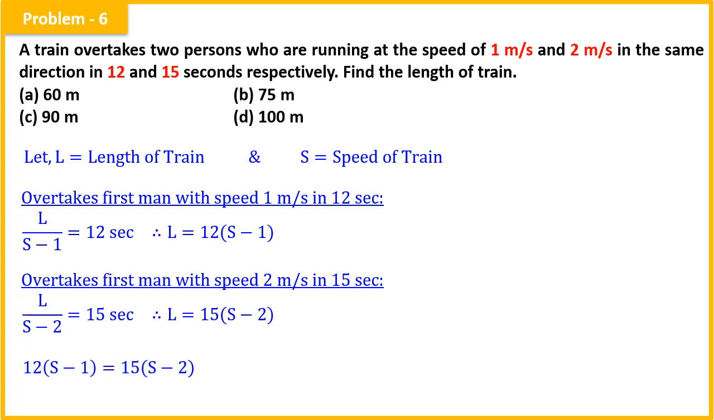we can determine the speed of the train, which comes out to be 6 meter per second. Now if we substitute the speed of this train in any of the equations, let us say first equation or second equation, we can determine its length, which comes out to be 60 meters. Option A is the right answer.